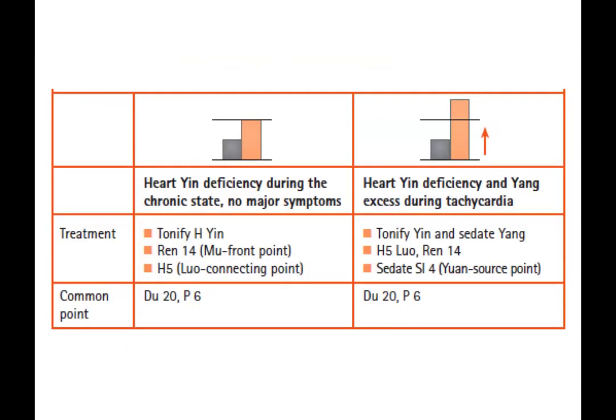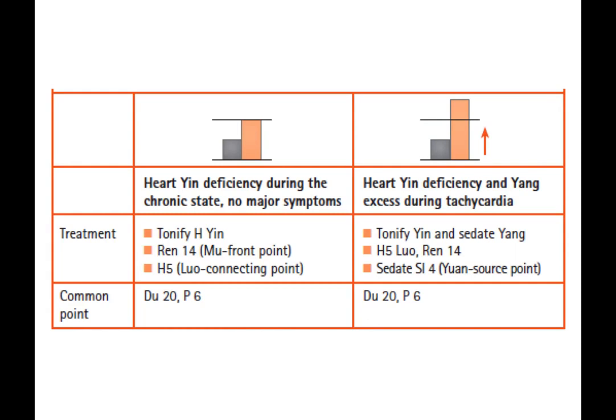Treatment. Heart yin deficiency during the chronic state has no major symptoms, so the treatment would be different compared with that of a patient who is symptomatic. We tonify the heart yin. We use REN 14, the mu front point, and heart 5, the luo connecting point. And the common points would be DU 20 and pericardium 6.